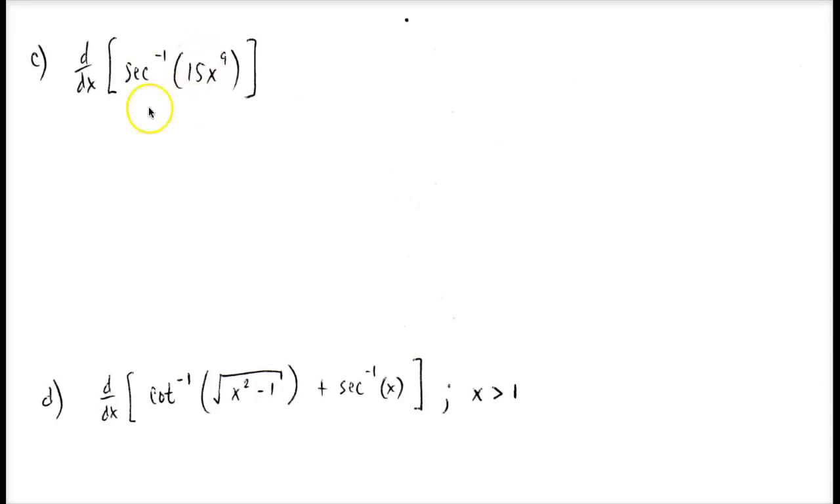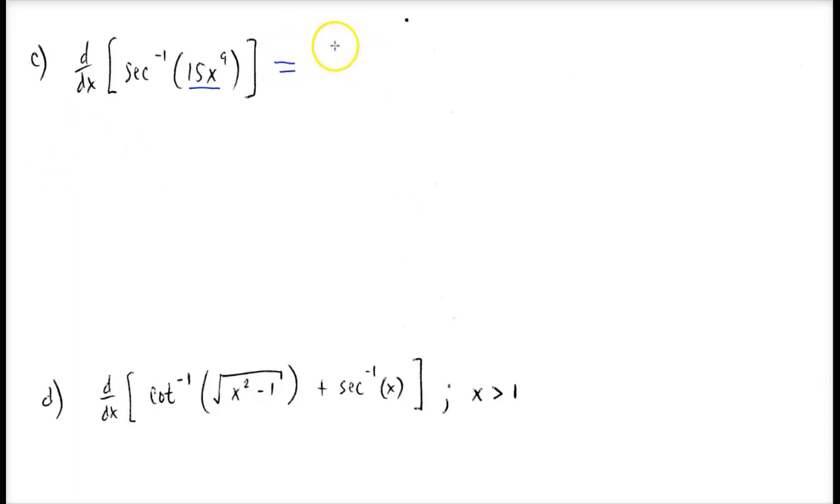All right, so we see that we want to take the derivative of secant inverse of 15x raised to the 9. So of course, 15x raised to the 9 is our inside function, so we'll be using the chain rule here. If you recall, the derivative of secant inverse itself is just 1 over absolute value of x times square root of x squared minus 1. And so wherever we see this x here, we're going to be replacing it with 15x raised to the 9. So let's go ahead and perform that now.